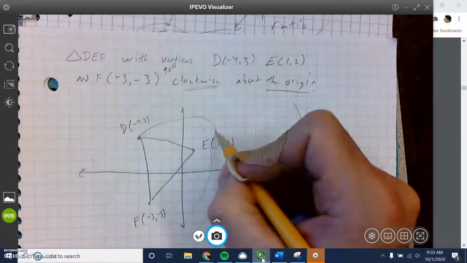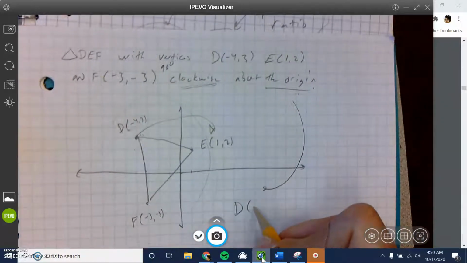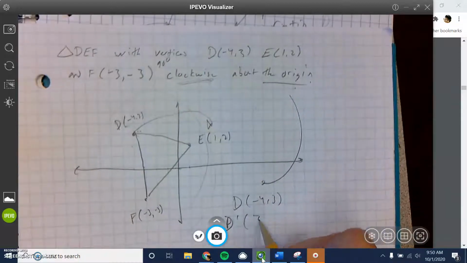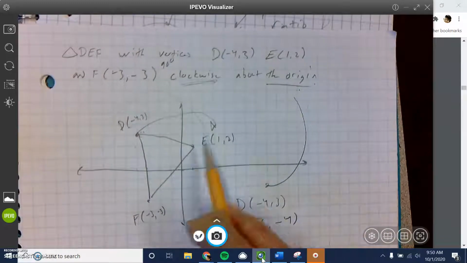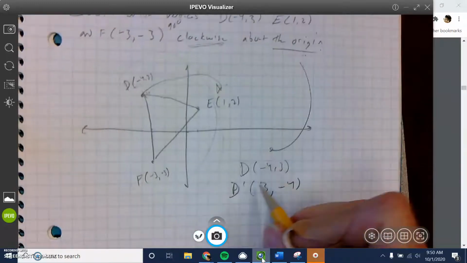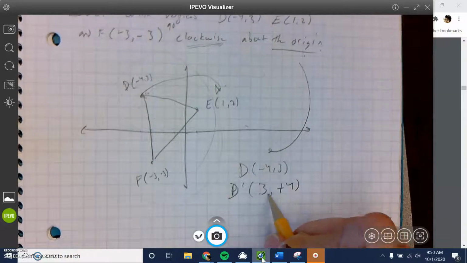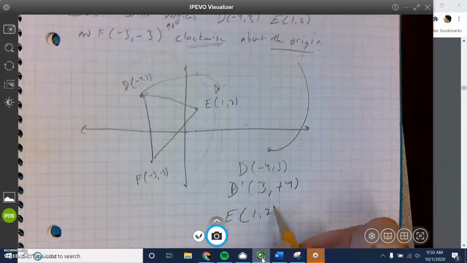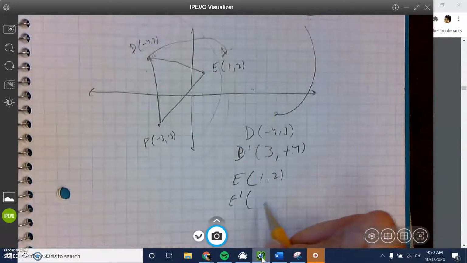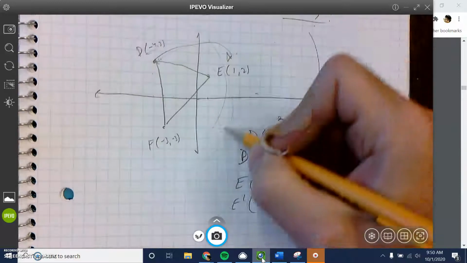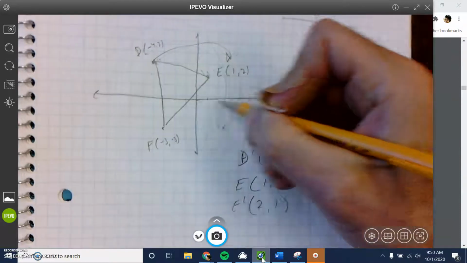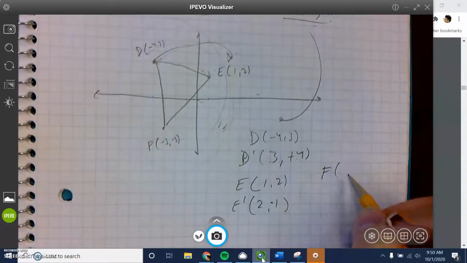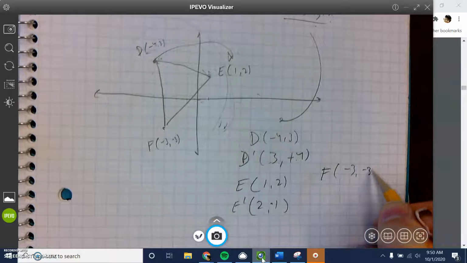So if I'm doing D, start with D, you're rotating this way. So that means D at 90 degrees is going to go here to quadrant 1. So if D is -4, 3, D prime is going to be, flip the coordinates, and we're in quadrant 1, so that's positive and positive. So D prime is 3, 4. Hopefully you got that. All right, let's try E prime. E is 1, 2. E prime, flip the coordinates and you're going to quadrant 4, which is positive x, negative y.